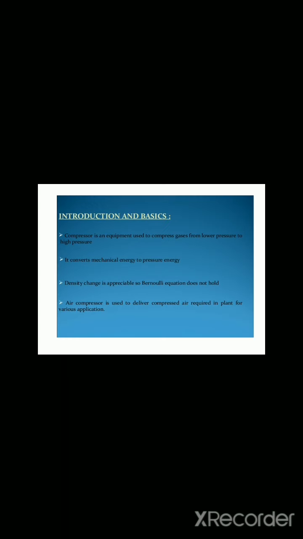Introduction and basics regarding compressors. A compressor is an equipment used to compress gases from lower pressure to higher pressure. It converts mechanical energy to pressure energy. Density change is appreciable, so Bernoulli's equation does not hold. An air compressor is used to deliver the compressed air required in a plant for various applications.